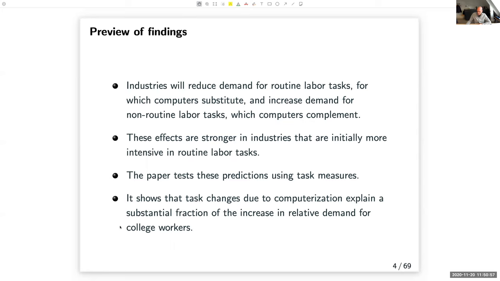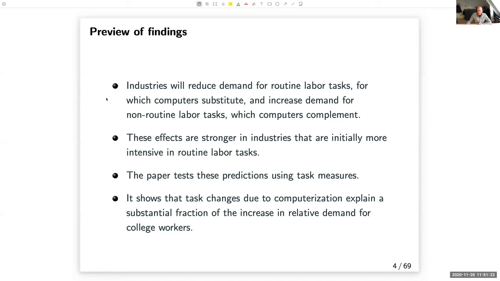And so this paper is mainly going to do three things. First of all, it's going to build a model that introduces tasks. This paper is not the first paper to introduce tasks, but I think it's the first one that put tasks on the main map of labor economics. And so it's going to make that distinction between routine and non-routine tasks.